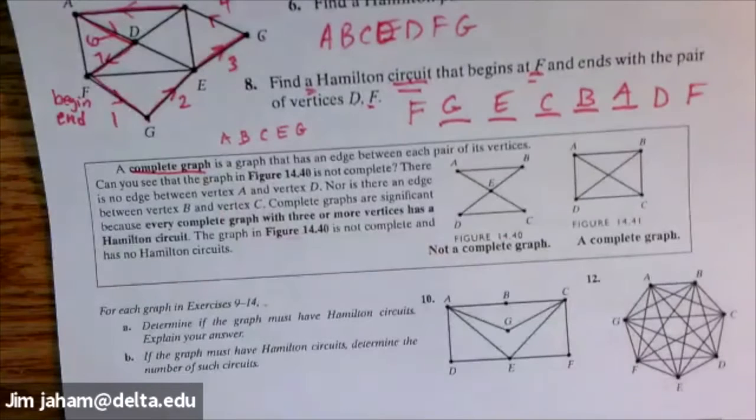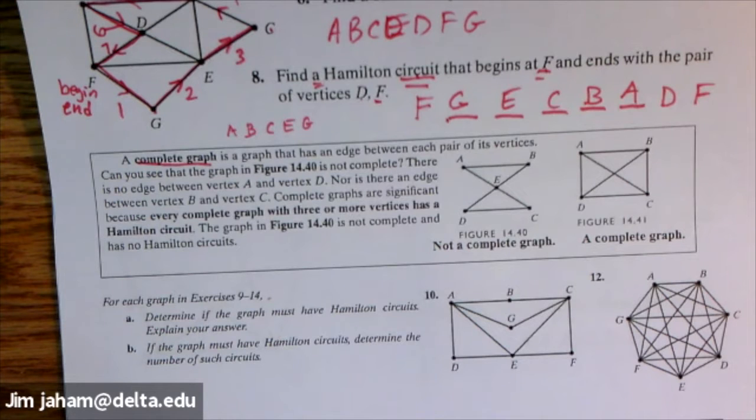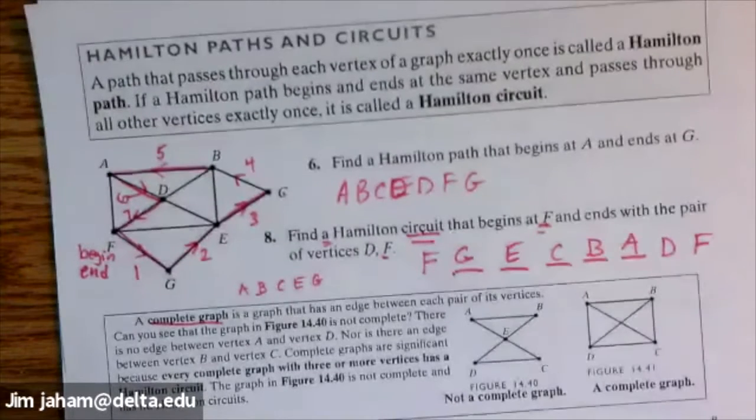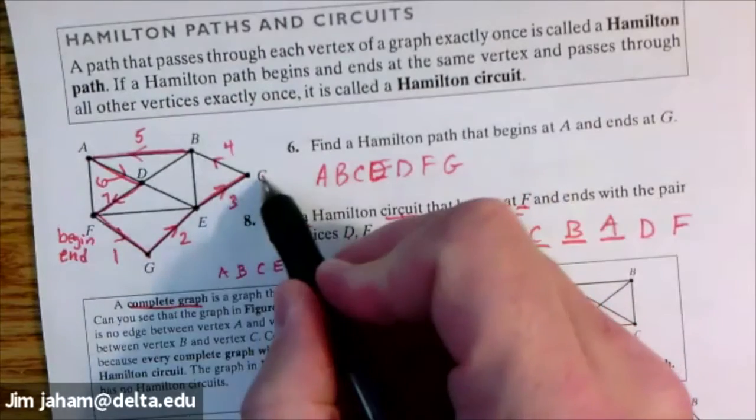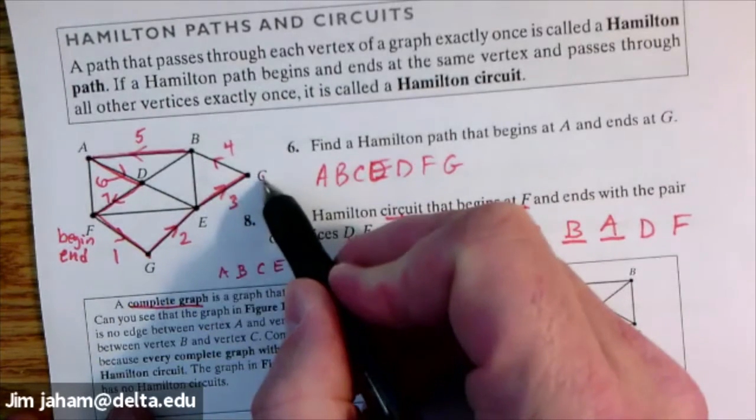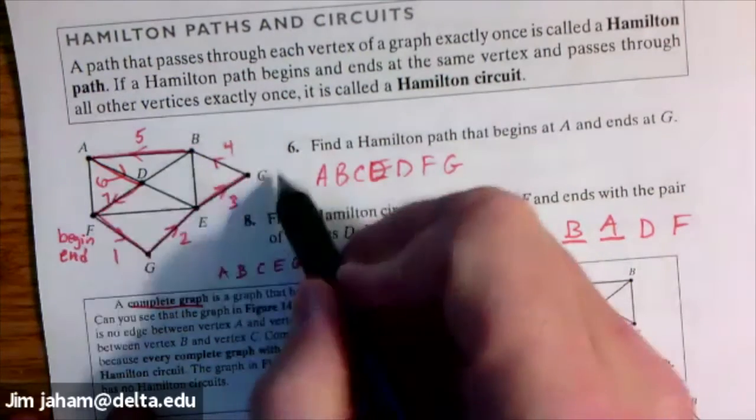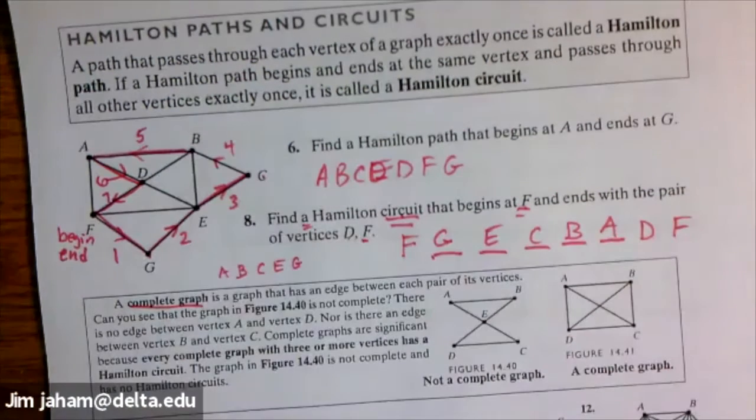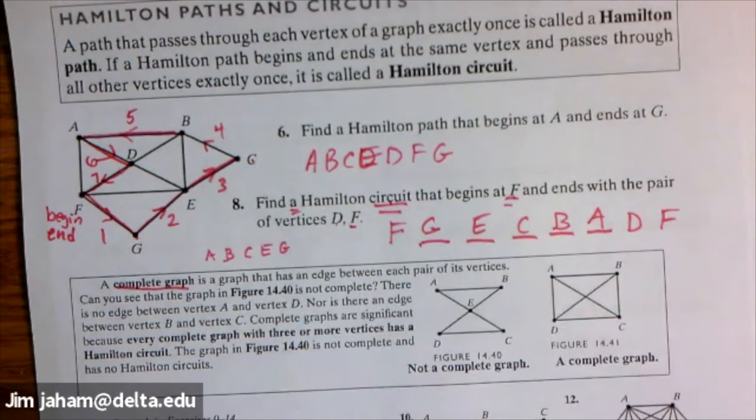And a complete graph is a graph that has an edge between every pair of vertices. And so let me just show this one up here. We would say that this one here is not a complete graph because while C goes to B and E, there's no direct edge from C to G. There's no direct edge from C to A or C to D or C to F. In a complete graph, there would be edges from every vertex to every other vertex.